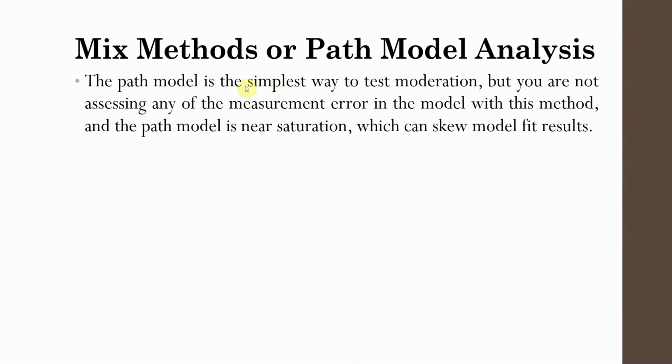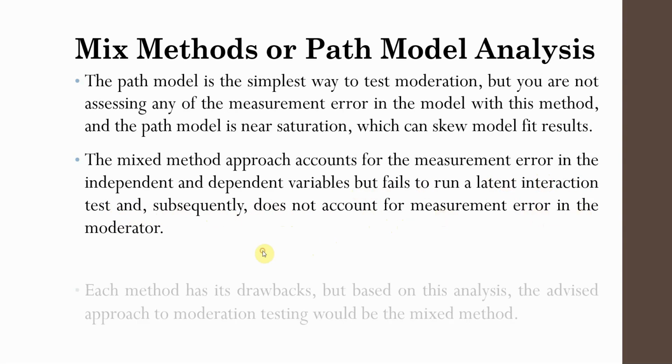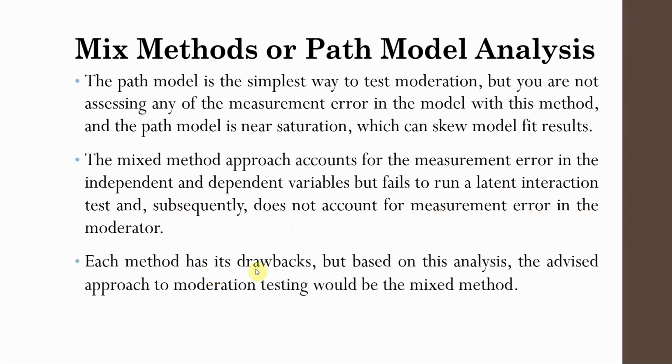Mixed method or path analysis, which one shall we use? The path model is the simplest way to test moderation, but you are not assessing any of the measurement error in the model. With this method, the path model is in near saturation, which can skew model fit results. The mixed method approach accounts for measurement error in the independent and dependent variables, but fails to do it for the latent interaction test and subsequently does not account for measurement error in the moderator. With each method having its drawbacks, based on the analysis, the advised approach to moderation testing would be the mixed method or another method, that is the matched pair method, that we are going to do later.